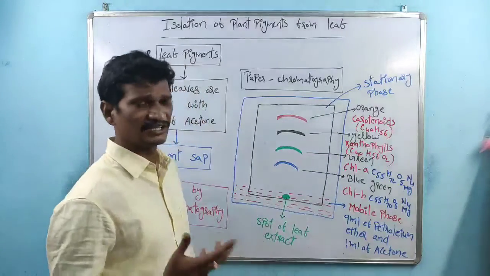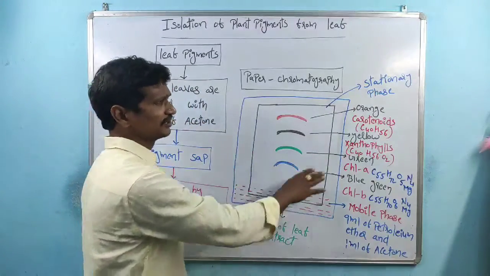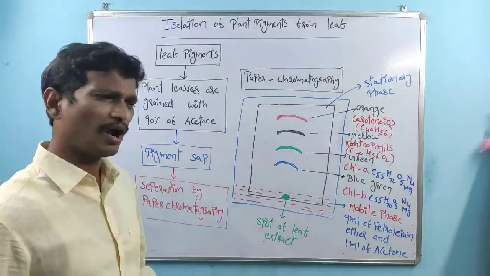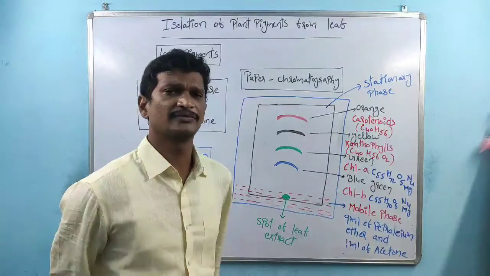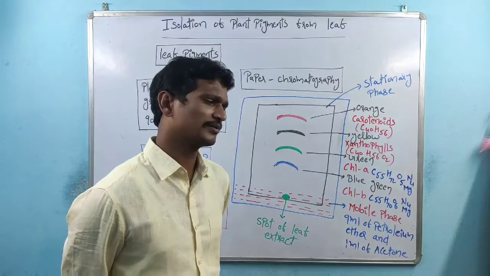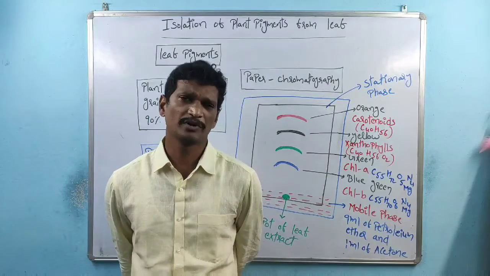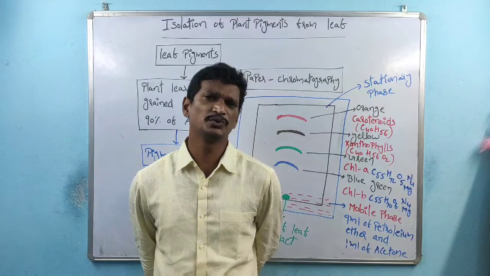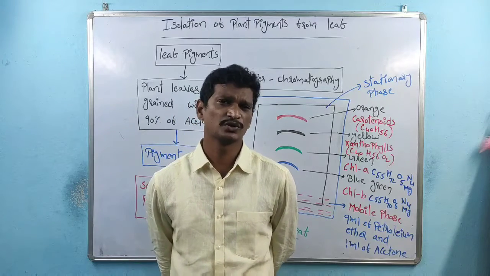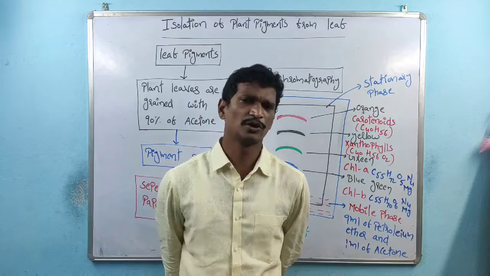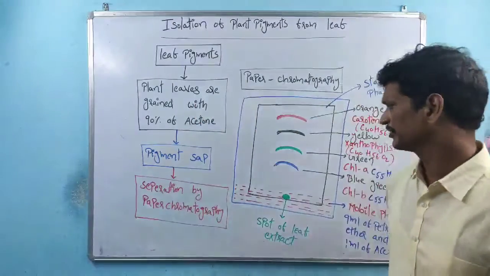Sir, why are the colors different here? Okay, we'll discuss. Stationary phase: the stationary phase is nothing but paper. Sir, how does paper act as a stationary phase? Remember, papers are prepared from cellulose. This is Whatman number 1 paper, a pure cellulose paper. So here cellulose molecules act as the stationary phase.